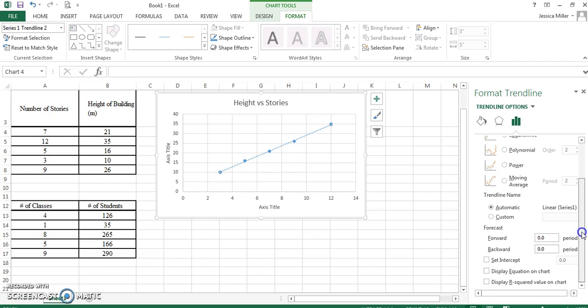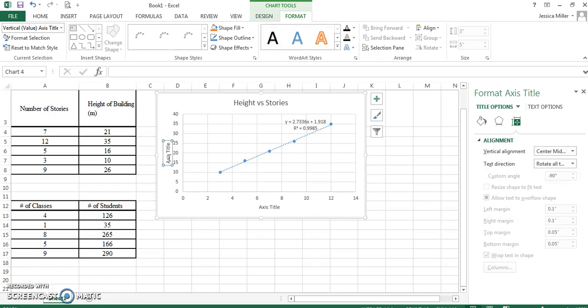So we're going to scroll down over here on the right, and this is what's important. It says display equation on the chart. So that's going to help us look at our relationship, and display the R squared value. R squared is called your correlation coefficient. It tells you how closely related or how good your trend line is. If it's close to 1, then it's a very good fit. If it is closer to 0, then you do not have a linear fit at all.